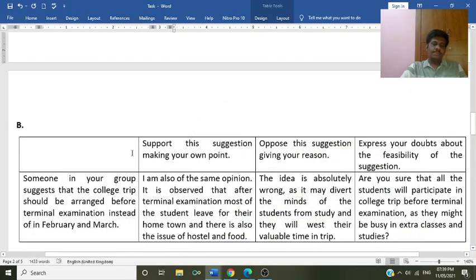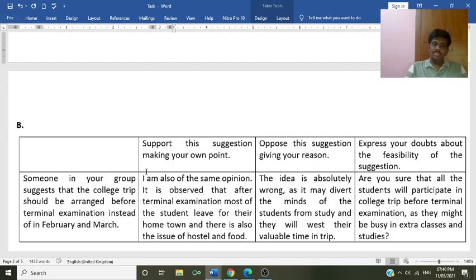Then you can understand B part of this task. See the problem. Someone in your group suggests that the college trip should be arranged before terminal examination instead of in February and March. So this is the topic for your group discussion. See, support the suggestion making your own point.